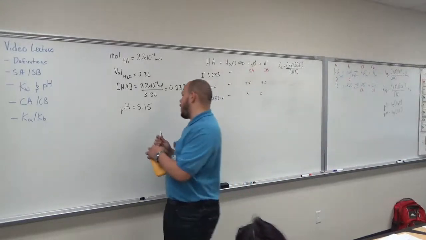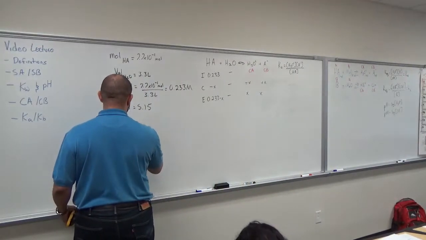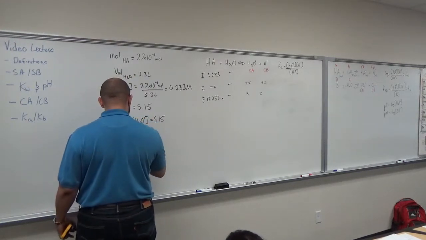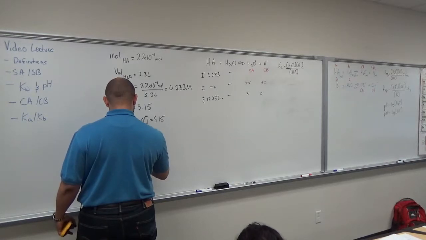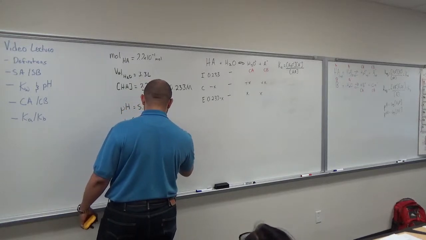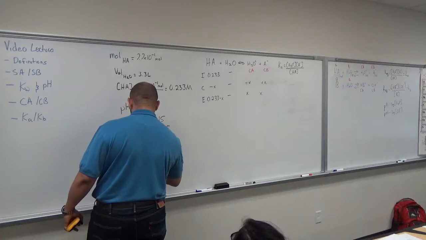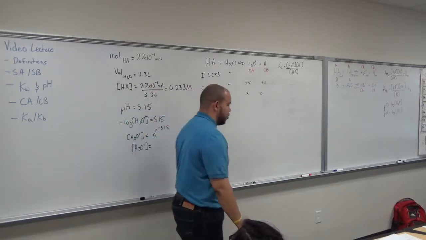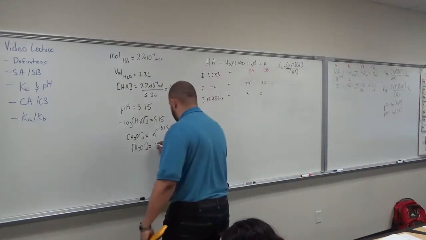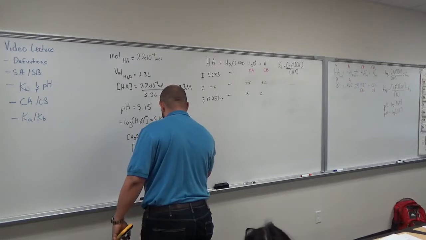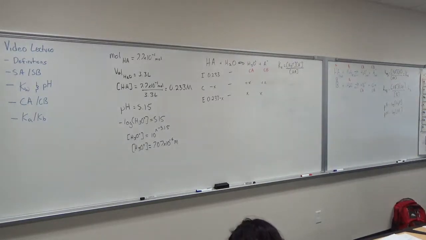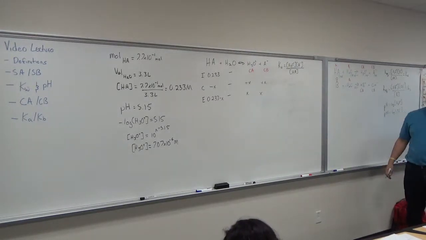So if you know pH is 5.15, and you know that negative log of hydronium is equal to 5.15, then you know that the concentration of hydronium is equal to 10 raised to the negative 5.15. Then you'll see that hydronium concentration is equal to 7.07 times 10 to the negative 6. Again, just mathematical manipulation. Gen Chem 1. This is all Gen Chem 1 right here, the pH stuff.